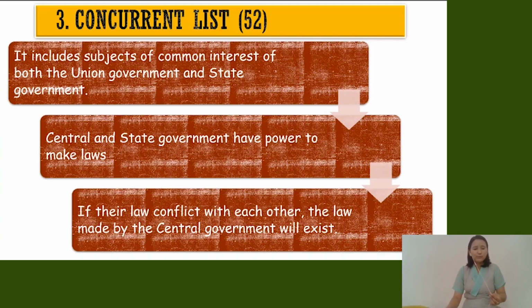Sometimes a conflict exists between the two governments, that is central government and state government, while making law on a particular subject. Then what happens is that the central government's decision will be taken, or the law made by the central government will be taken into consideration. So the concurrent list consists of 52 subjects which are equally important to the central government and the state government.